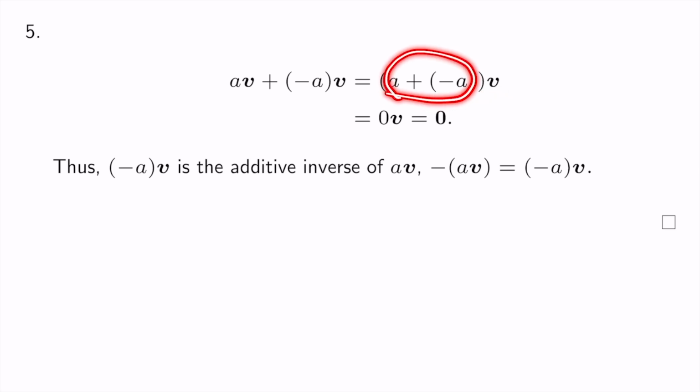But this is 0 in the field F. But 0 times any vector gives the 0 vector. What this means is that this thing here, negative a times v, is the additive inverse of av. Therefore, we have this: the additive inverse of av is equal to negative a times v.